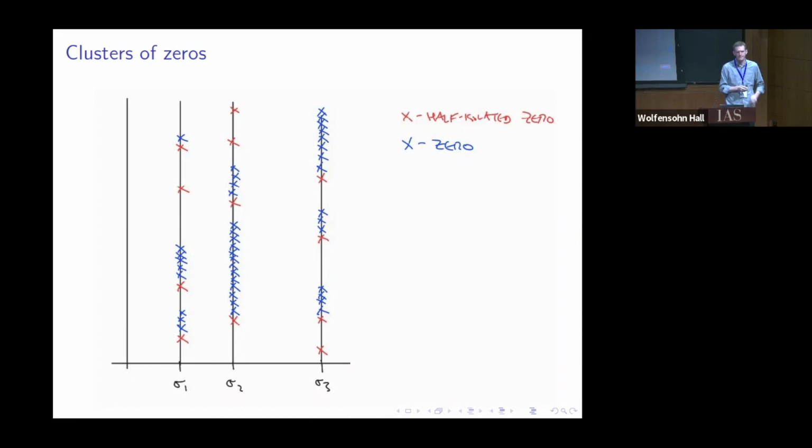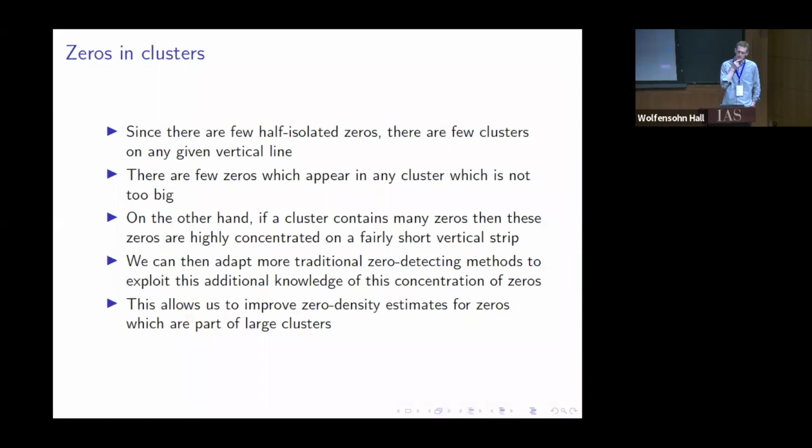So there's a bijection between half isolated zeros and clusters, is that right? Yeah, that's right. Every cluster has a half isolated zero. So maybe the next thing we want to say is that there are few half isolated zeros. They satisfy a density hypothesis, and every cluster has to have a half isolated zero at the bottom. So there can only be kind of a few clusters.